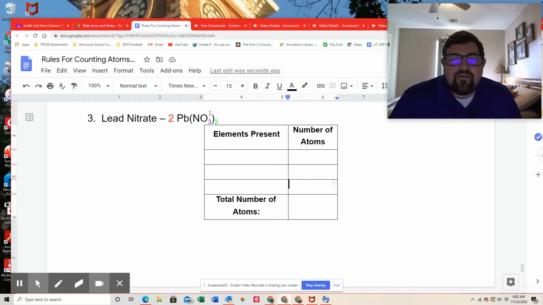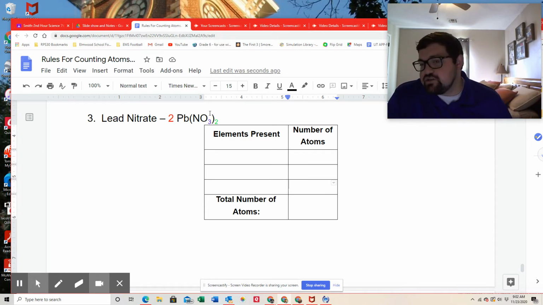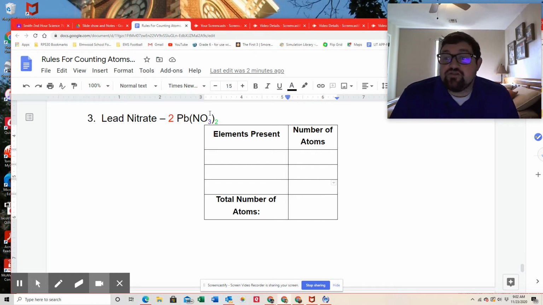So I have two of those packages or two of those boxes. So I would have to multiply. It's a group, basically. I have two groups of NO3. And so how many individual elements are in both of those groups? That's what we will be looking for.